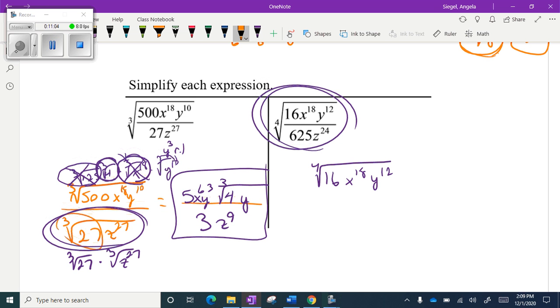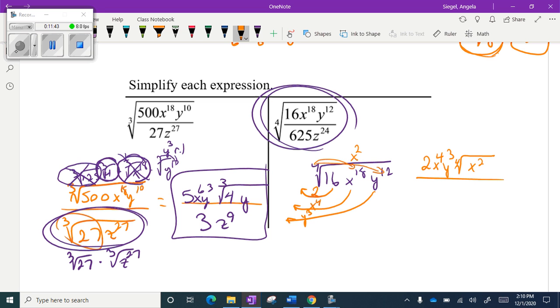Something else I like to do, a lot of times you'll see me use arrows. So the 4th root of 16 is 2. That comes out. 4 goes into 18 4 times. So I'm going to have x to the 4th, and then I'll have x squared left over. And then 4 goes into 12 3 times, so y to the 3rd, and I don't have anything left over. So on the outside, I have 2x to the 4th, y to the 3rd, and on the inside, all I have is x squared.